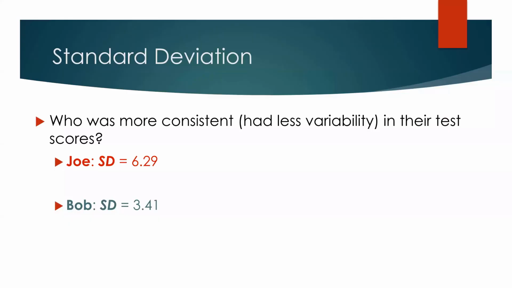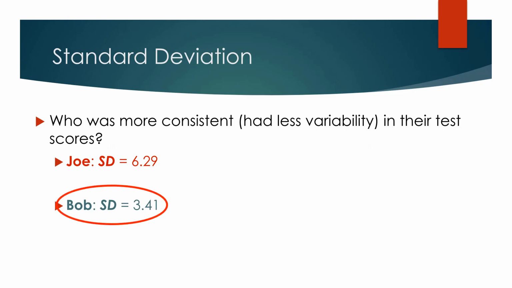Okay, now here we can compare Joe and Bob together. Joe had a standard deviation of 6.29 test points, and Bob had a standard deviation of 3.41. Okay, now here's the question. Who was more consistent? This would be whoever had the least variability. Well, who has the least variability? Whoever has the lower standard deviation. Okay, and that in this case would be Bob.